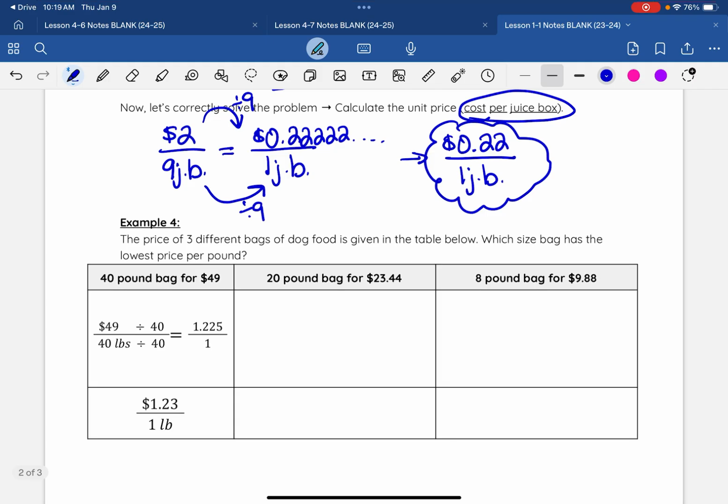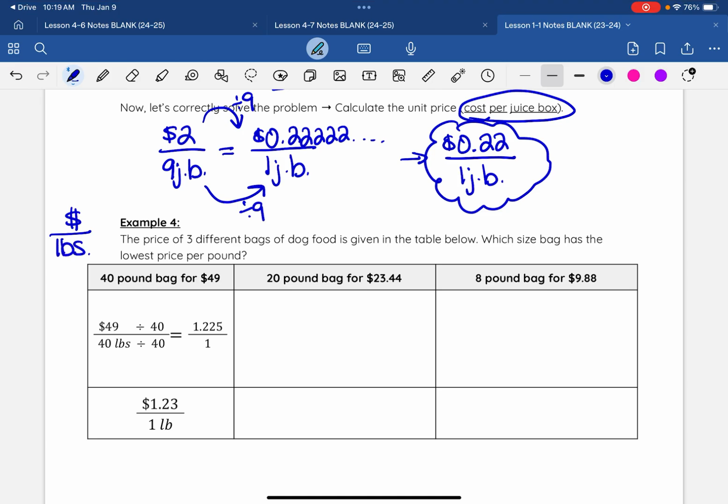Okay, number 4. It says the price of 3 different bags of dog food is given in the table below. Which size bag has the lowest price per pound? The first one here was done for us. We have a 40-pound bag for $49. Remember, we have our money on the top and our pounds on the bottom. So we have $49 for 40 pounds.